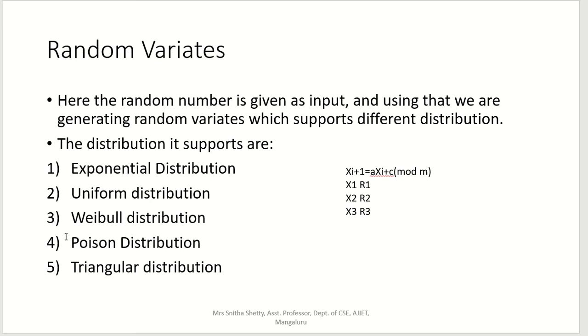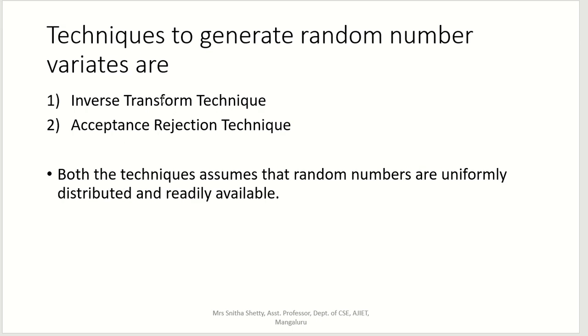In my next session, I'll be talking about the Poisson distribution and solving more problems related to the different distributions. Here we studied the first technique, the inverse transform technique, for 5 types of distributions. Next session we'll see the acceptance rejection technique and which distributions support it. Mainly, the acceptance rejection technique supports the Poisson distribution.